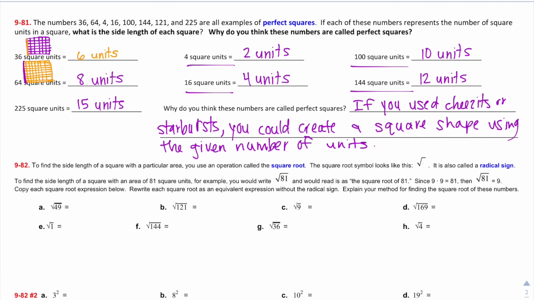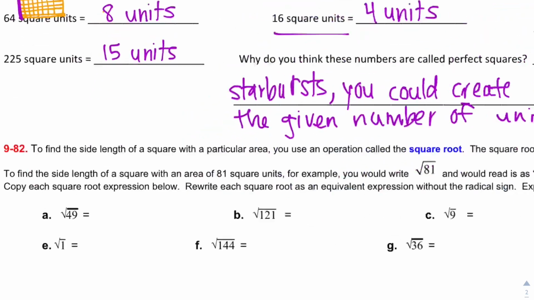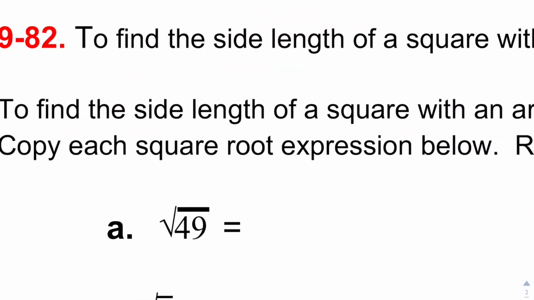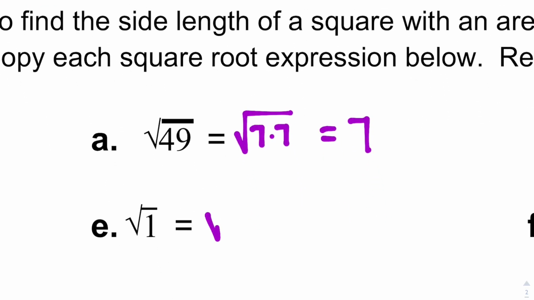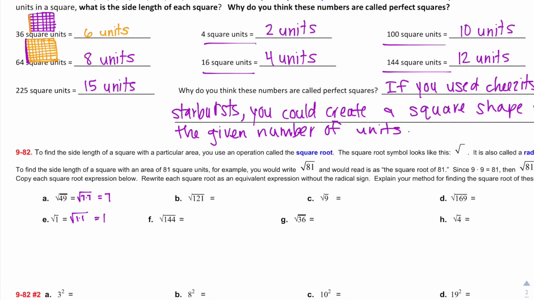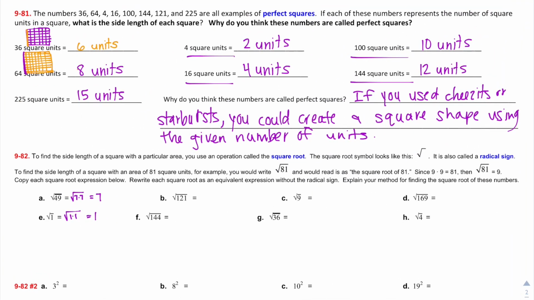Copy each square root expression below. Rewrite each square root as an equivalent expression without the radical sign. Explain your method for finding the square root of these numbers. So the square root of 49 I know is 7, because 7 times 7 equals 49. So the root of 49 is 7. The square root of 1, I know, is 1, because 1 times 1 equals 1. Go ahead and pause the video right now, and I want you to try the rest of those remaining problems there.